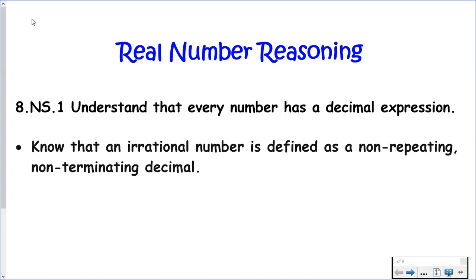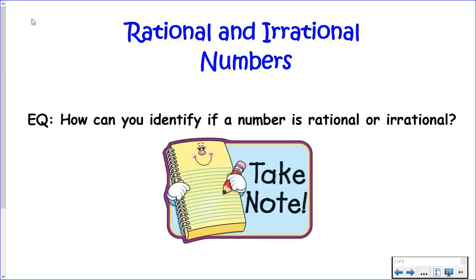Real number reasoning. Our goal today is to understand that every number has a decimal expression. We want to know that irrational numbers are defined as non-repeating and non-terminating decimals. The essential question is, how can you identify if a number is rational or irrational? You should be taking notes as we go through and define and classify the real numbers.